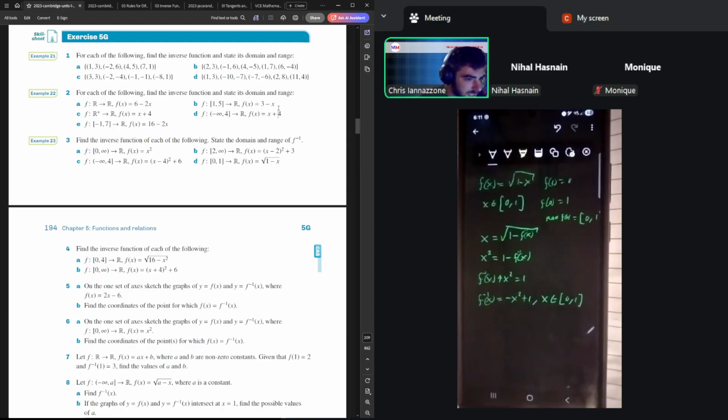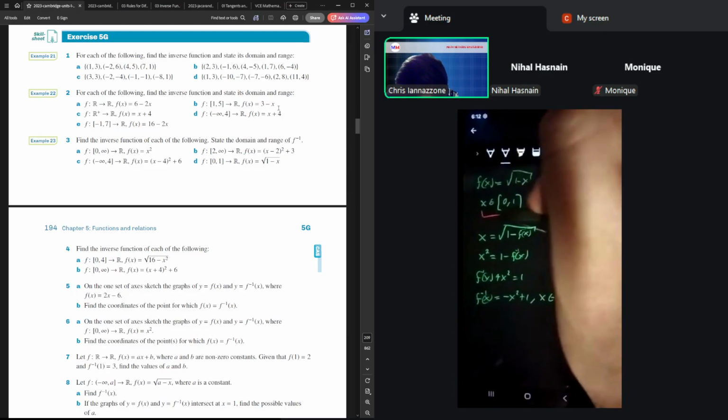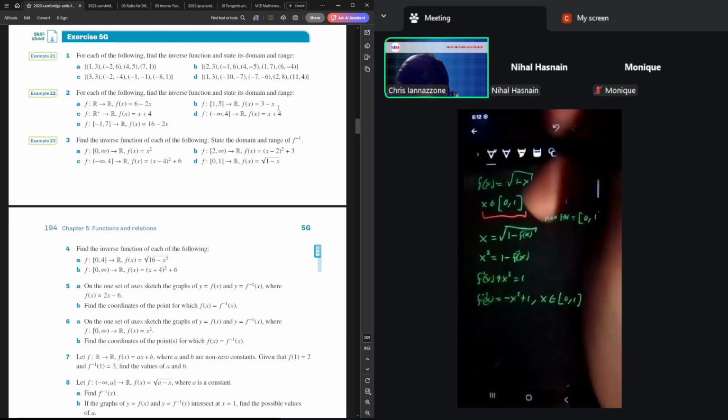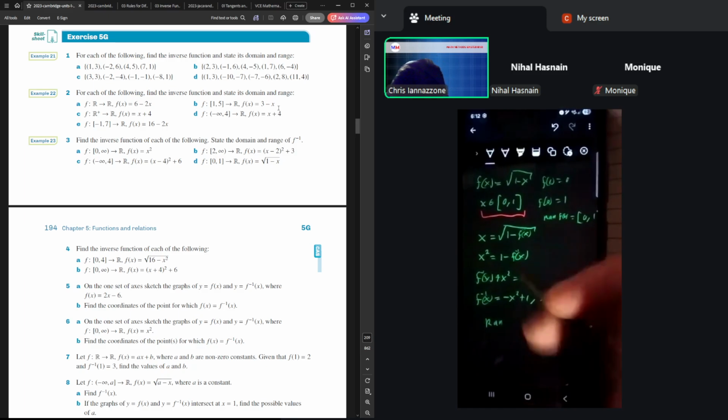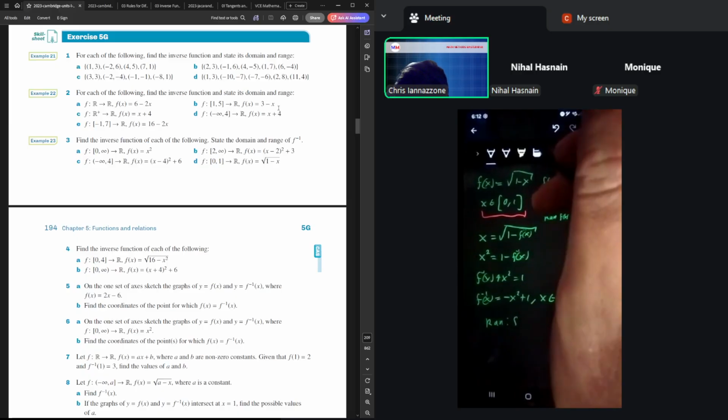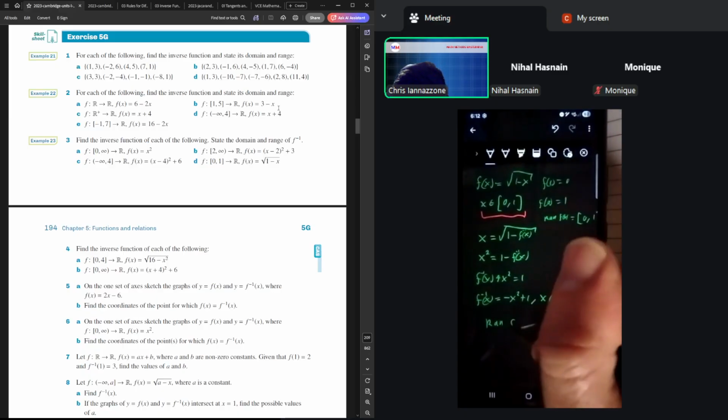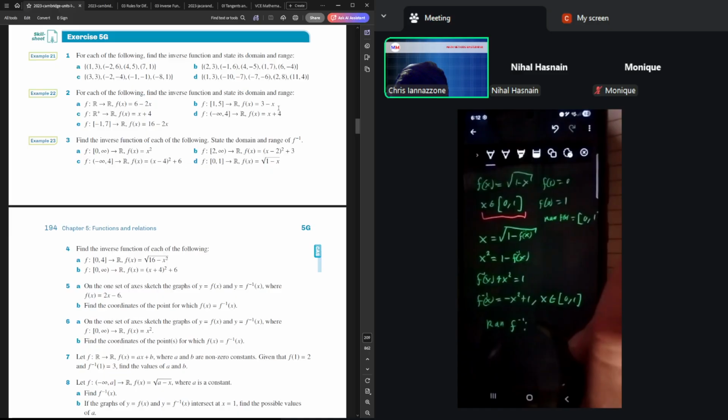Looking back at the question, it says state the domain and range of f inverse. If it just said find the inverse function, so just the first part of question 3, then this is where we would stop. It does also have that second statement in there, so all that's left is range of f inverse, which we're going to get from what? The domain. Yeah, that's it. So the x information of the original graph becomes the range information of the inverse. Range of f inverse is now also 0 to 1.